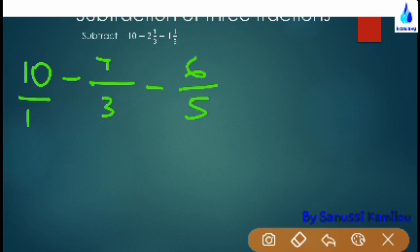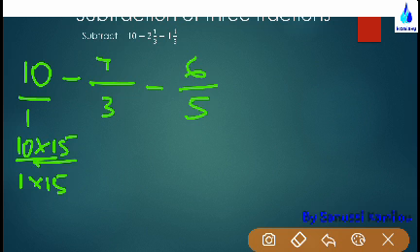Now, since our LCM is 15, we ask ourselves, how will I get 15 from 1? I have to multiply by 15. What about the top? Since I've done it at the bottom, I should also do the same thing at the top. Very good.